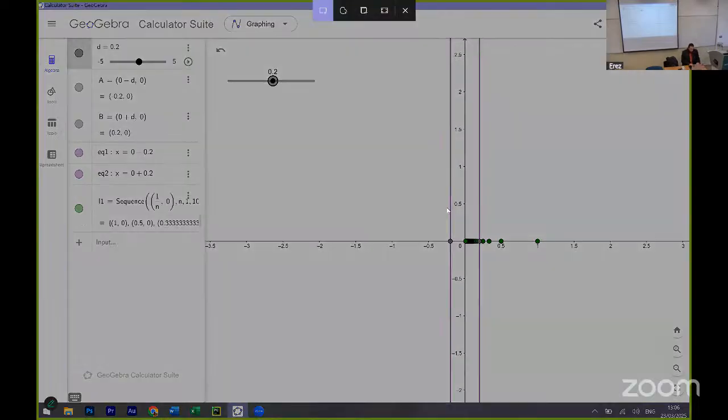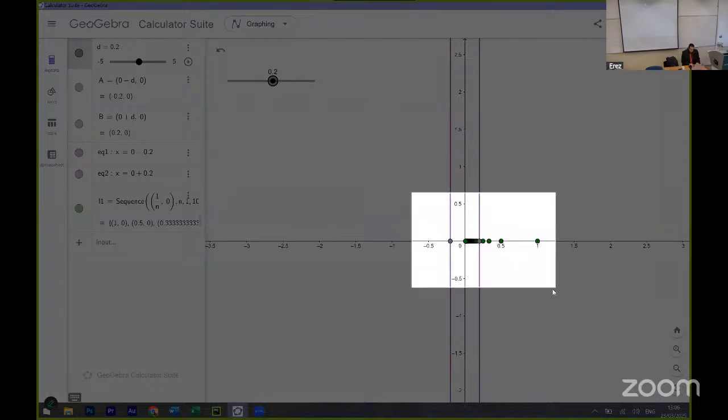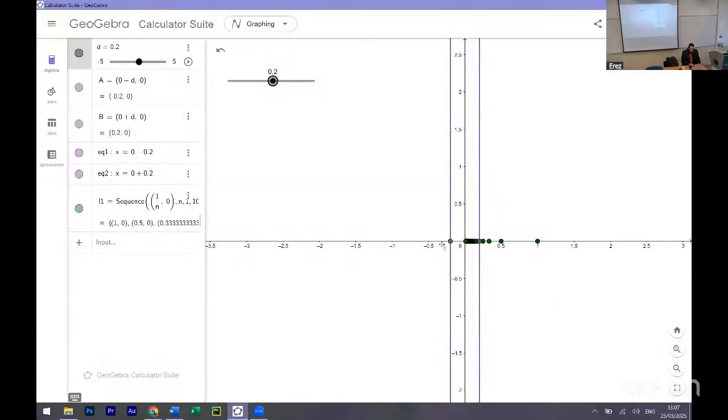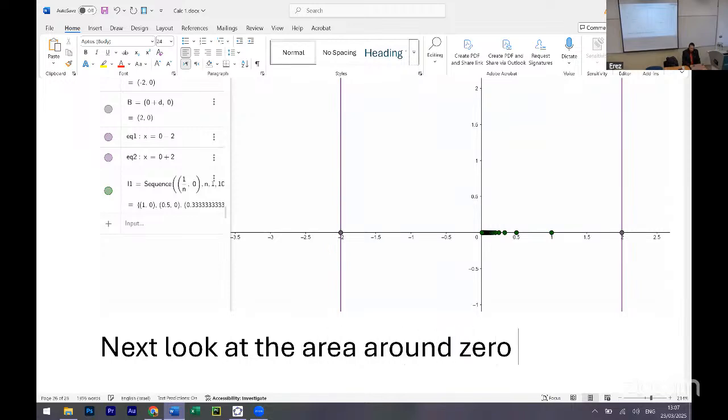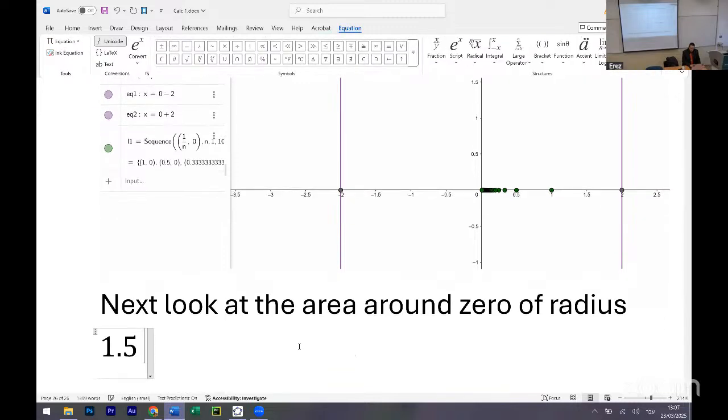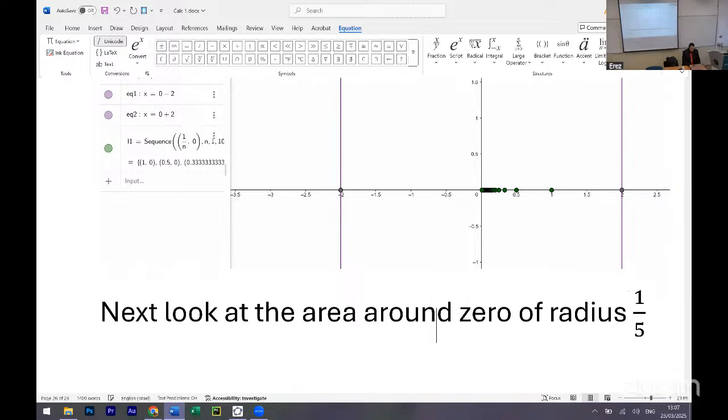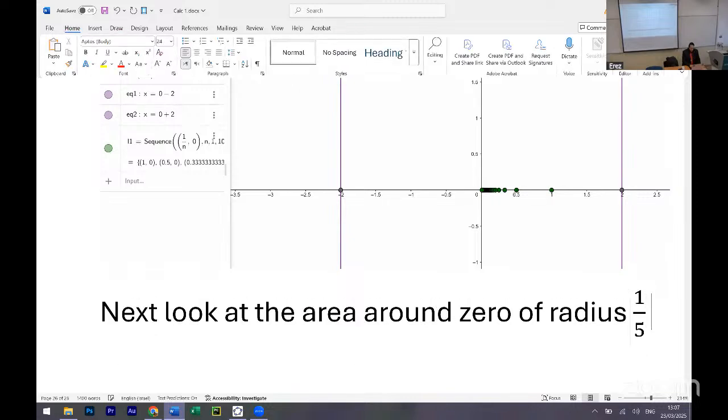Next, look at the area around 0 of radius 5, i.e. the segment between what and what?